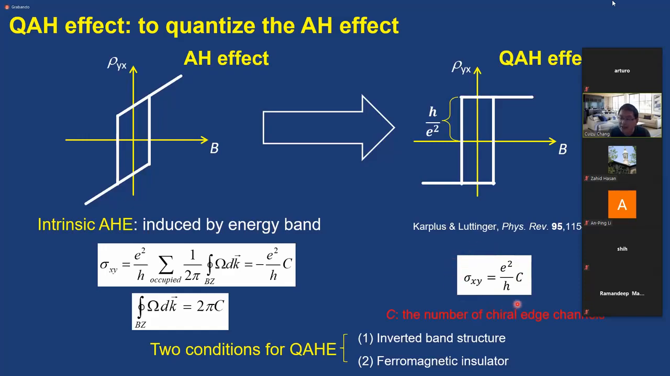From this equation, we can get two conditions for the realization of the quantum anomalous Hall effect. One is that C is non-zero. Today we call it a material with an inverted band structure, or a topological material. The second is that this material must be a ferromagnetic material. This is just a ferromagnetic insulator, because it is a quantum anomalous Hall insulator.